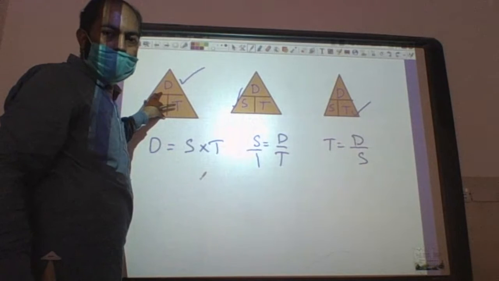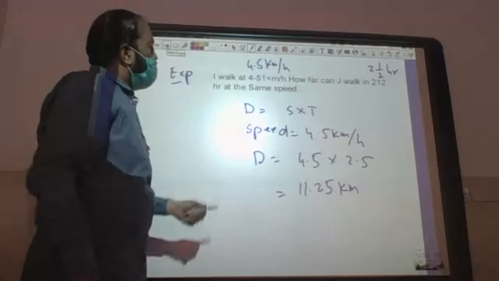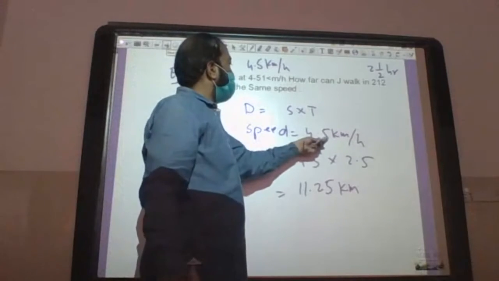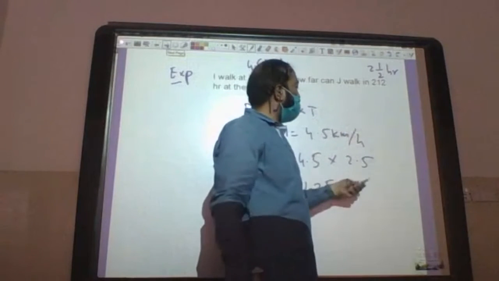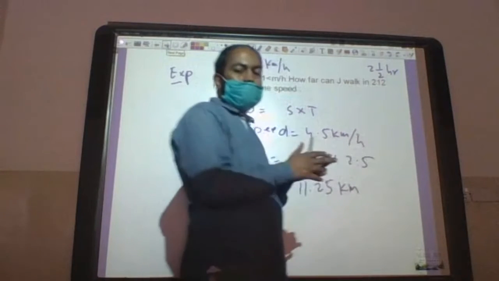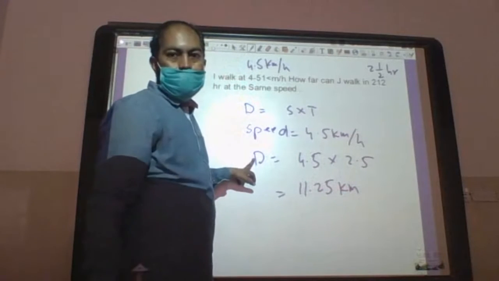Rani, is it clear? Yes, sir. Okay. So 4.5 kilometers per hour is your speed, and 2.5 hours is your time. If you multiply speed by time, it will give you the distance. Yes.